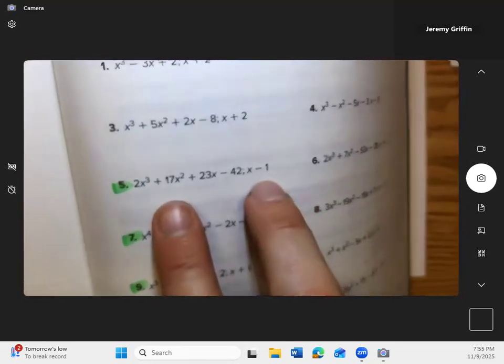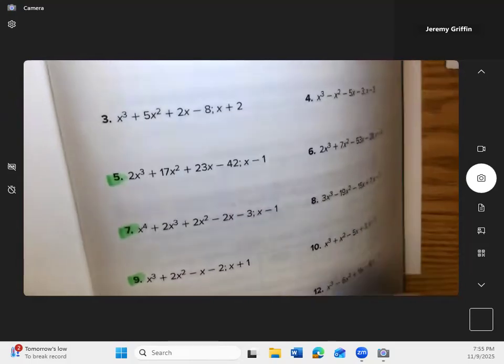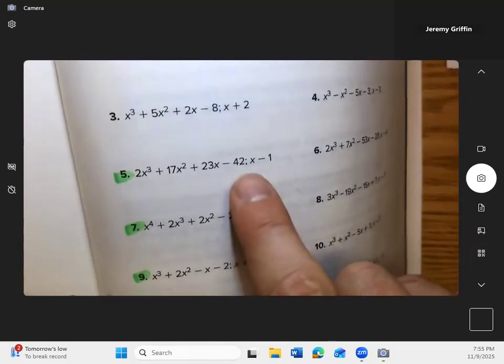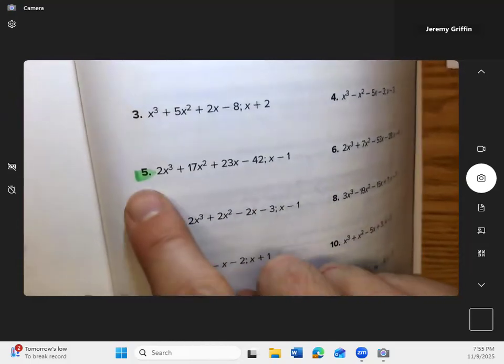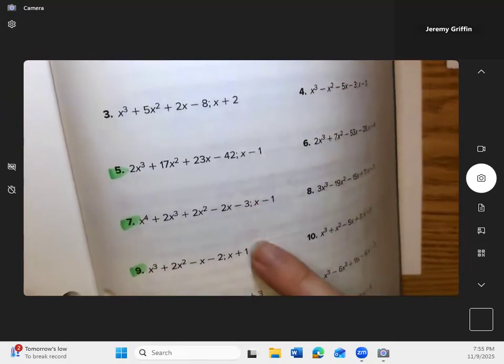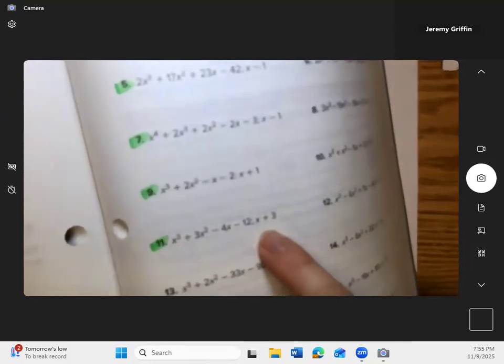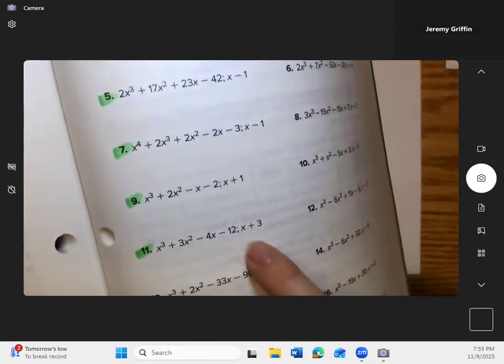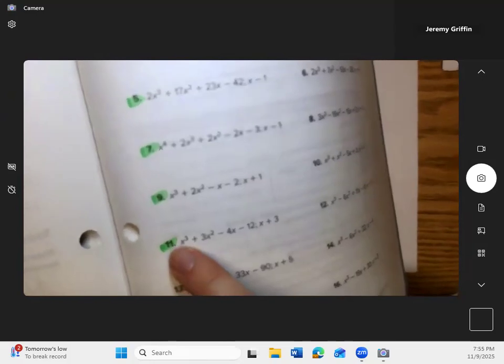So like number 5, they told you that x minus 1, because factors of 42 divided by factors of 2. Well, one of those would be 1, like 1 over 1. And so you get that. Same thing there, same thing there. Now, number 11 might be more interesting because, let's see, factors of 12 over factors of 1.